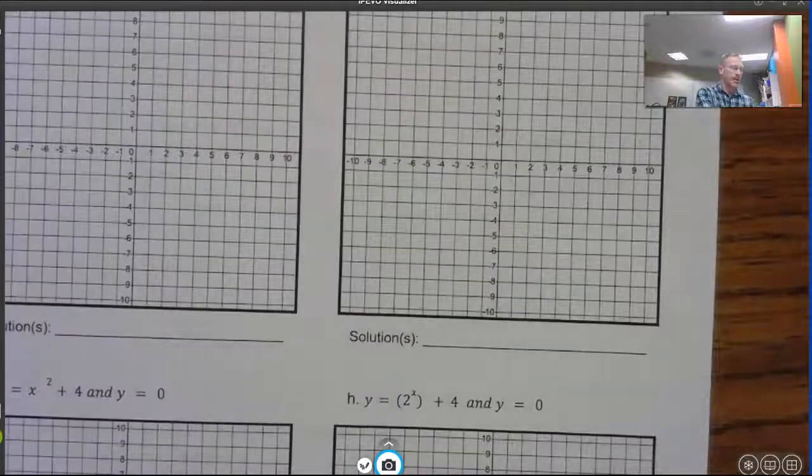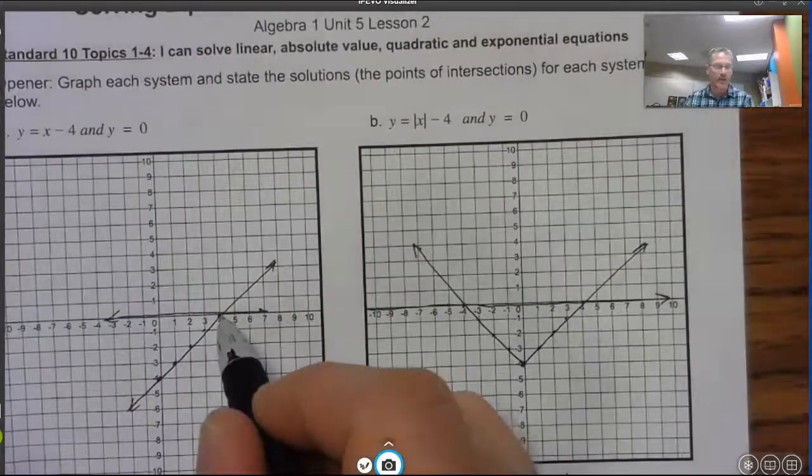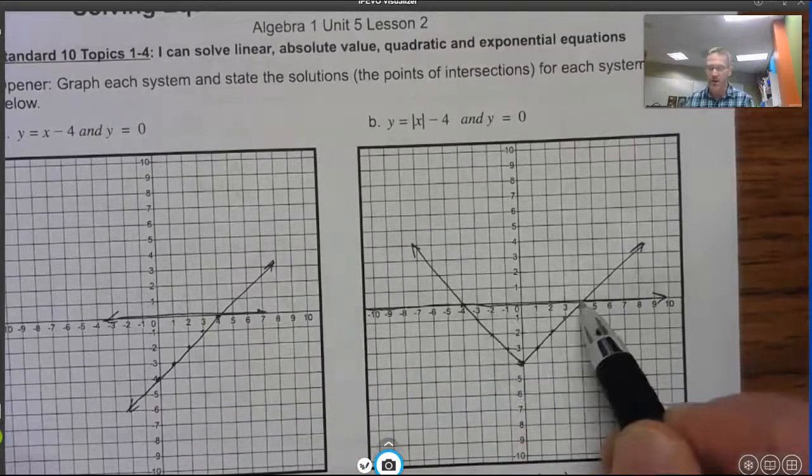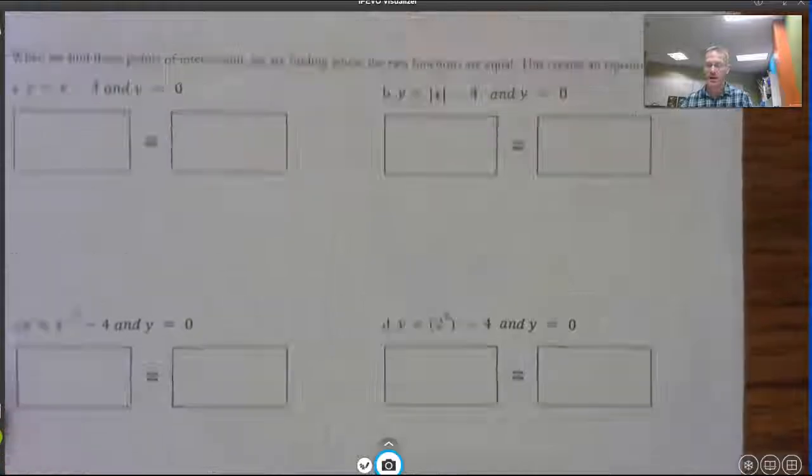So if I flip back here, let me find my sheet. They have the same y value here, and they have the same y value here and here. All right, they also have the same x value, but that's what we're solving for. We want to know what that x value is.